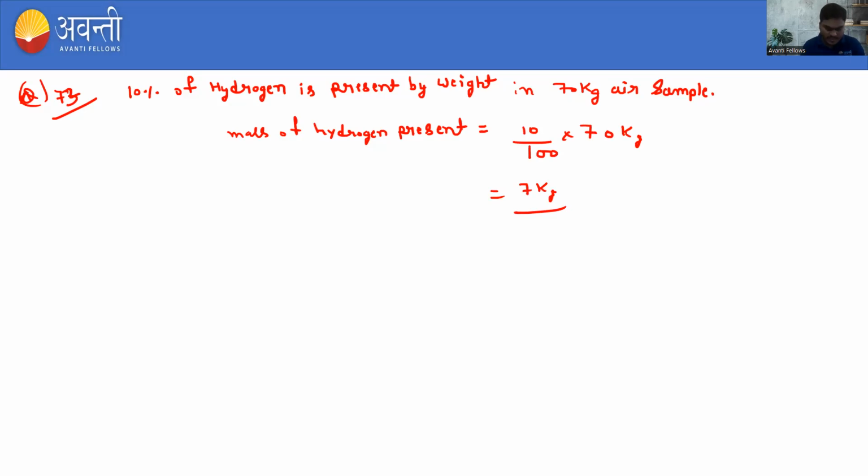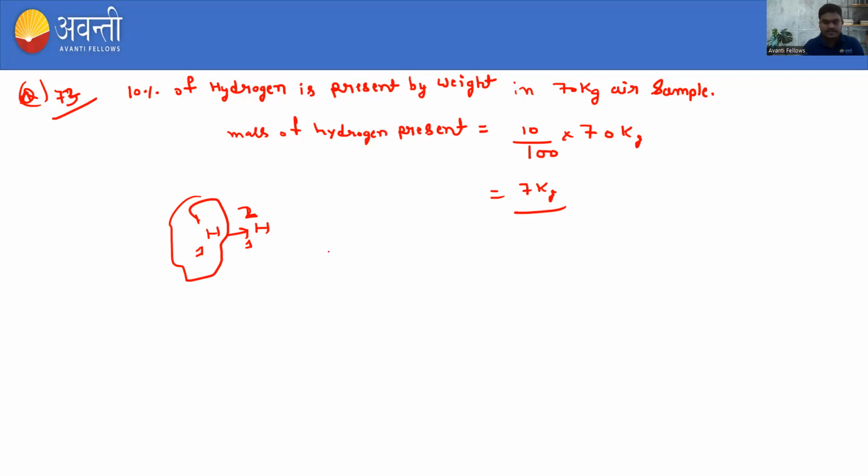Now if all H1 are replaced by H2, then the mass of hydrogen will get doubled. It is obvious here: if this is 1H1 and this is 1H2, then if 1H1 is replaced by 1H2, the mass will get doubled, right? How will you say that? The mass of the hydrogen present will get doubled since H2 is twice as heavy as H1. Therefore, there is an increase of 7 kg.